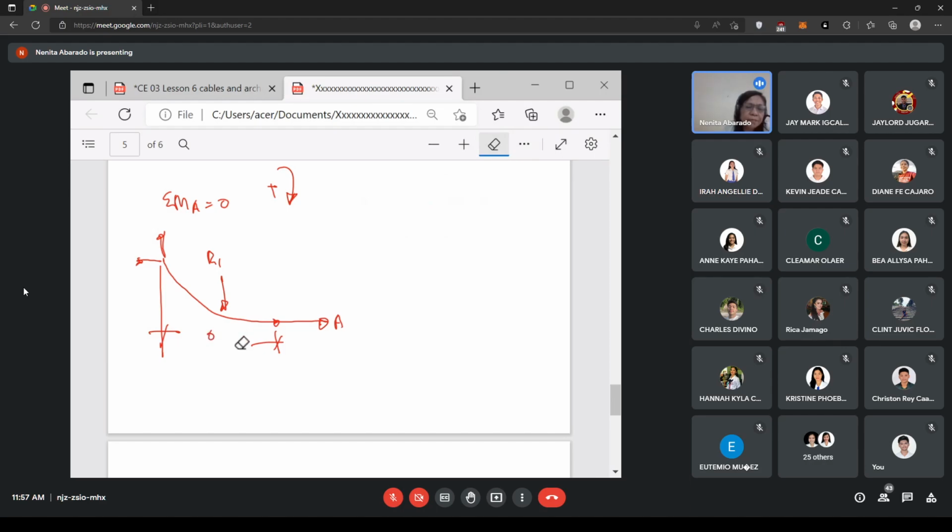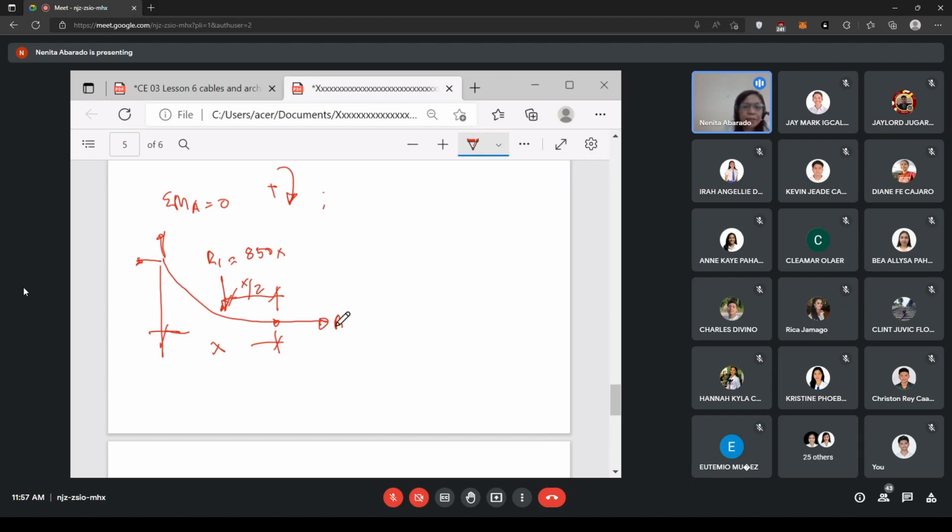Ang ginawa ko din is my x. Kana ang ginawa kong x. So let's say this is x. So r sub 1 is equal to 850 times x. And this is x over 2. Kana aking x over 2. Okay? So therefore, summation of moment at point A is equal to 0.